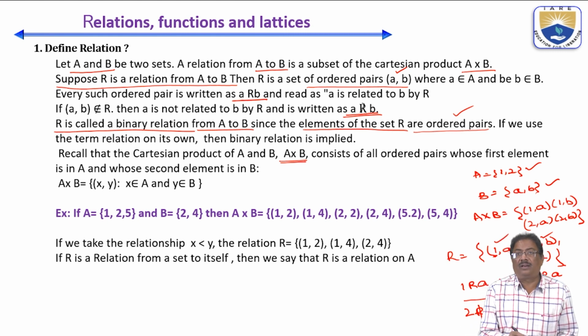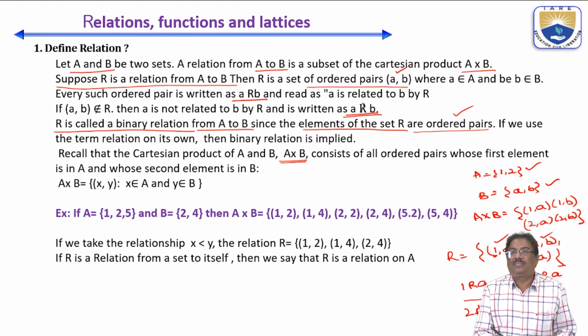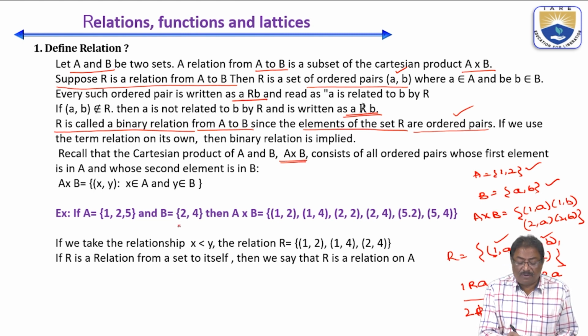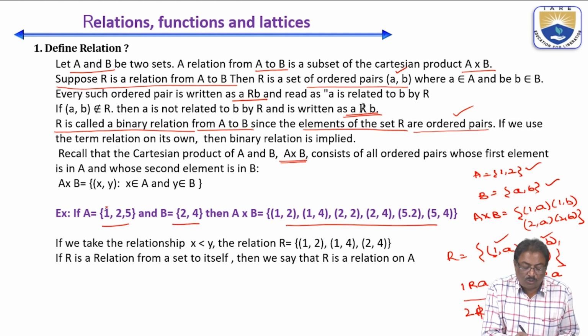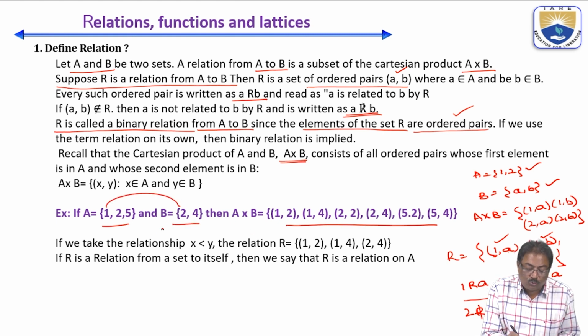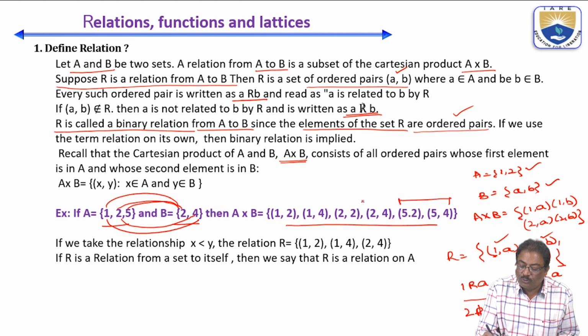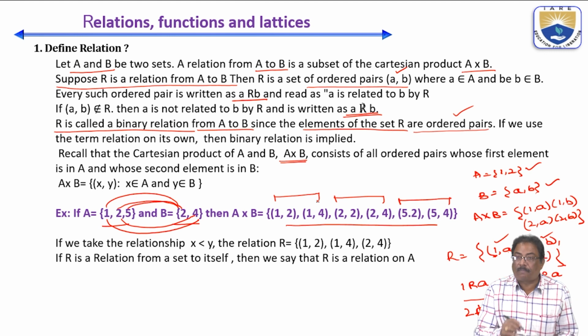Now let us discuss one example. Let us have A and B as given, and A cross B is this. So 1 relates to 2 and 1 relates to 4. Next, 2 relates to 2 and 2 relates to 4. Next, 5 relates to 2 and 5 relates to 4.